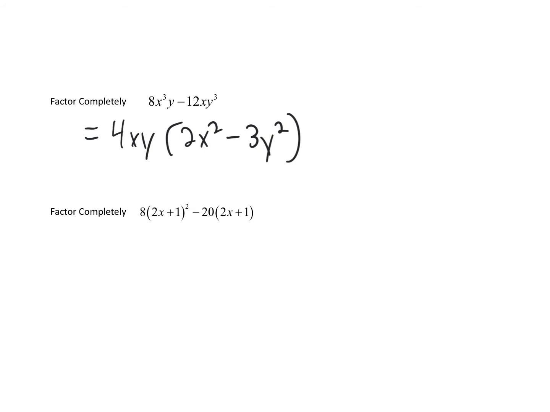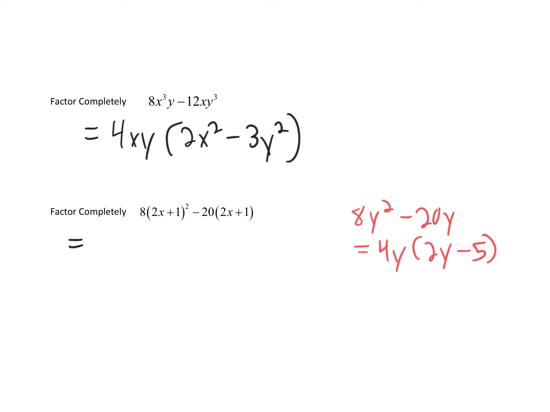Now the second one is a little bit more difficult, and sometimes it helps if you compare it with a question like 8y squared minus 20y. Here you could take out a 4y from each, leaving you 2y minus 5. Think of that y as that bracket 2x plus 1.